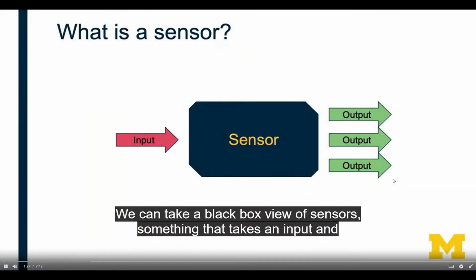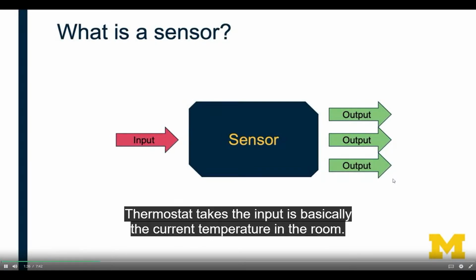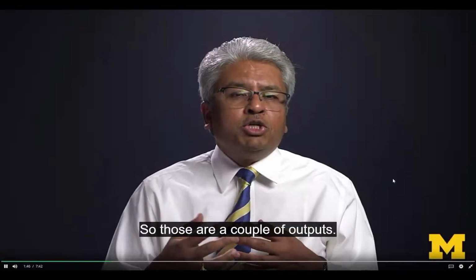We can take a black box view of a sensor: something that takes an input and then can create one or more outputs. For example, we talked about the thermostat. The input is basically the current temperature of the room. It senses that information, and then it could either display that as one output, or it could send that information back to the cloud. So those are a couple of outputs.